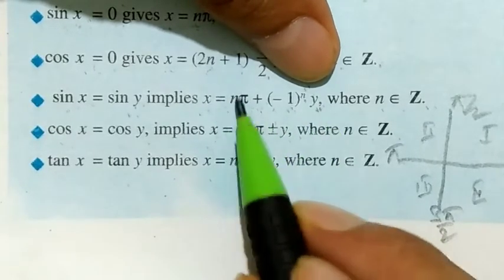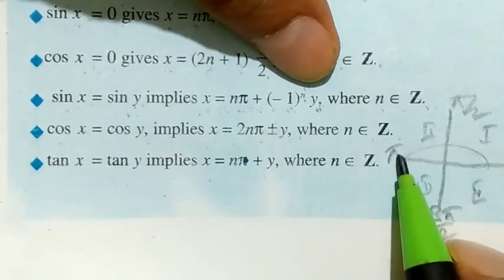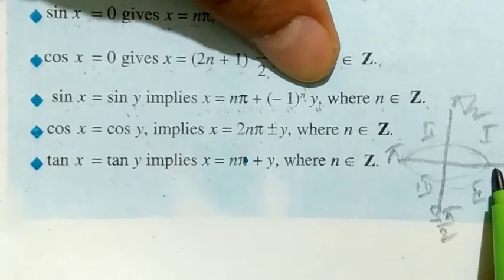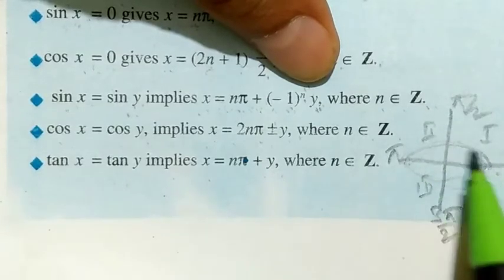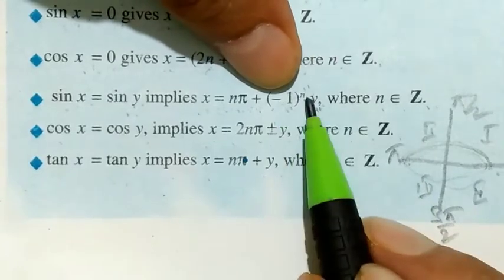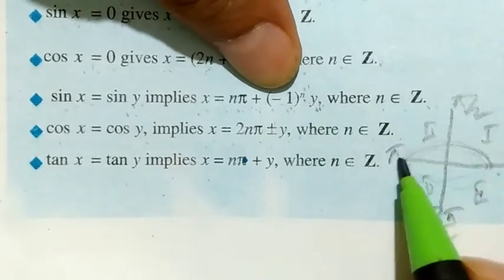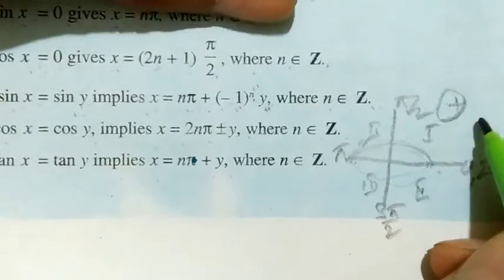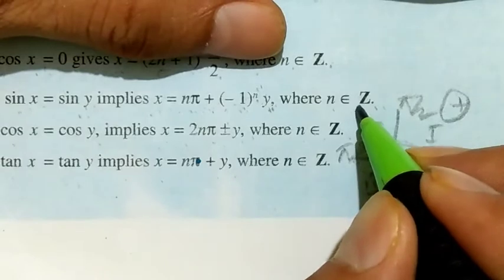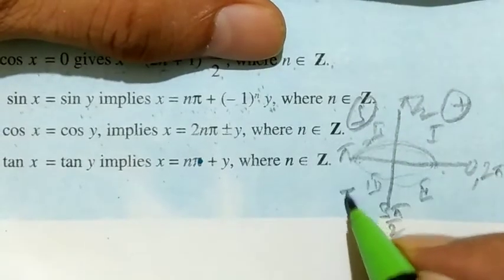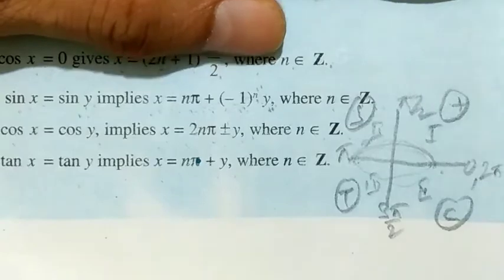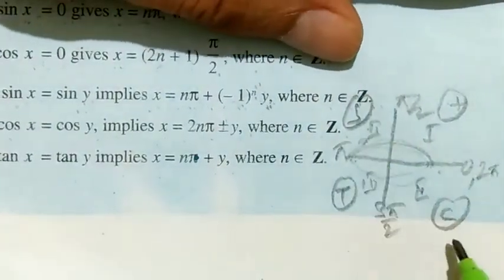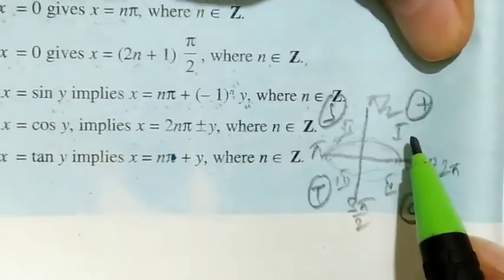N pi means this first round, this half round, or this full round, or this 1.5 round, or 2 round. Okay, because this is pi by 2 pi. So this n pi and minus y, where y is an acute angle. So n pi minus y means second quadrant. In first quadrant everything is positive, all positive. Here sin is positive, here tan is positive, and in fourth quadrant cos is positive.